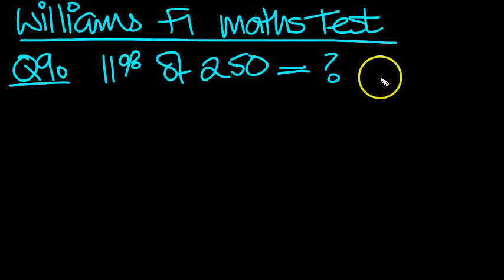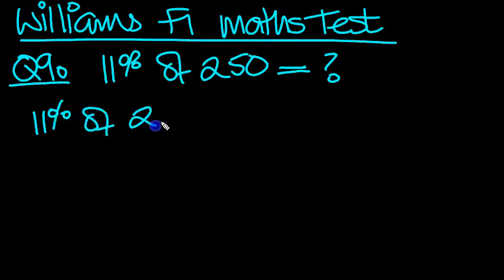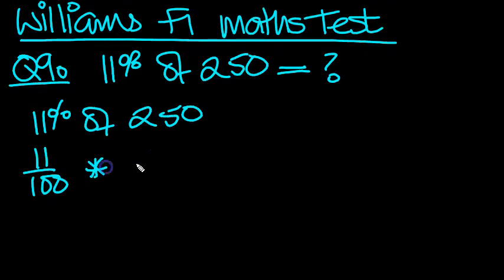What is 11% of 250? Well, there's lots of ways to do this, but let's just write it out: 11% of 250. 11% as a fraction is 11 hundredths. Of is times, and then you've got 250, so it's 11 hundredths of 250.